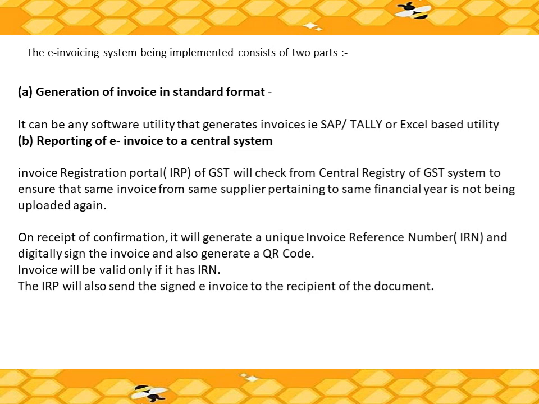On receipt of confirmation, it will generate a unique invoice reference number (IRN) and digitally sign the invoice and also generate a QR code. Invoice will be valid only if it has an IRN. The IRP will also send the signed invoice to the recipient of the document through email.